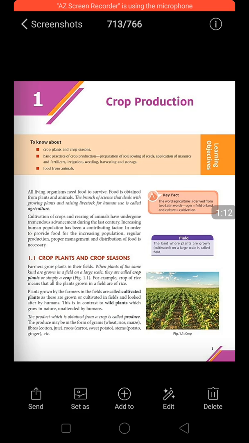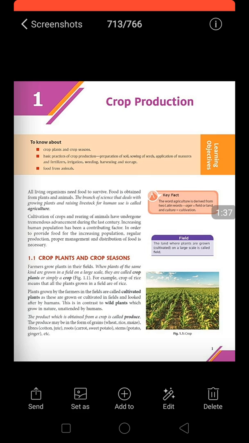So let us start. As we all know, all living organisms need food to survive, there is no doubt. If we do not eat food for a long time, we will definitely die. So food is the basic necessity of all of us. Food is obtained either from plants or from animals. Plants give us vegetables and fruits, etc., and animals give us milk, eggs, meat, and wool, etc.